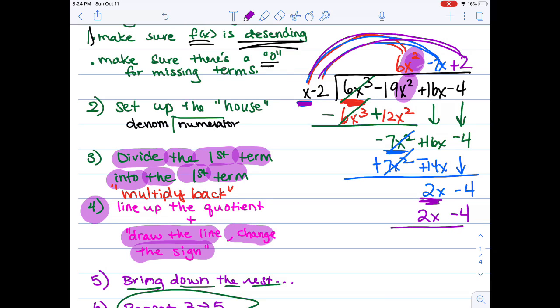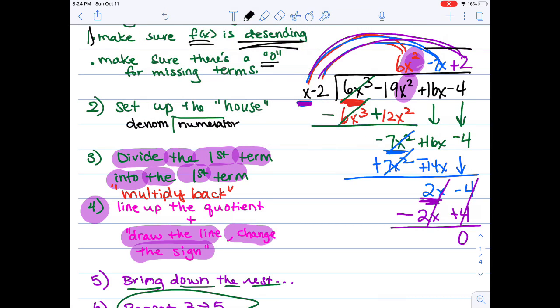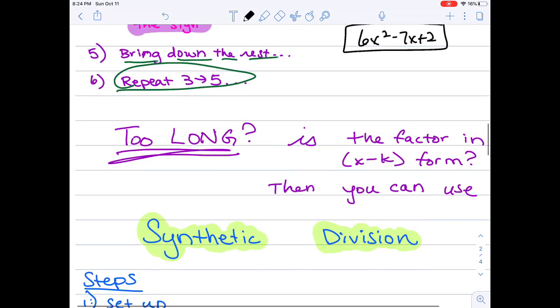Now we're going to draw the line, change the signs. These cancel, so there's nothing left. That's a perfect remainder. And what we're left with is our quotient. So our answer is 6x squared minus 7x plus 2 with no remainder. So that's how we do long division.